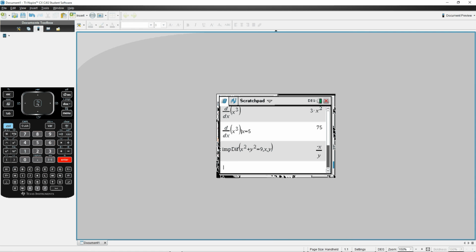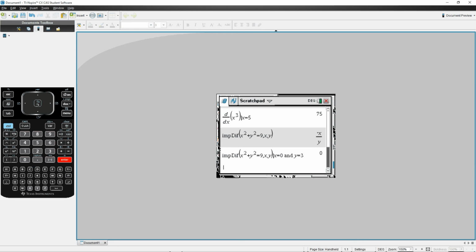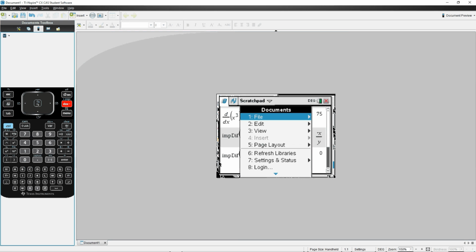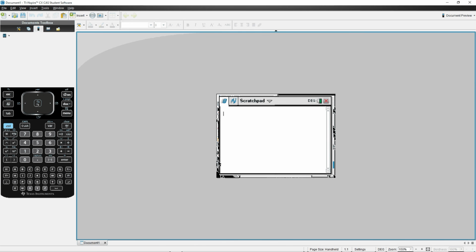So that's pretty useful. And suppose we wanted to find the implicit derivative at a point. So we use our vertical bar again. And then suppose we wanted to find the slope at x equals 0 and y equals 3. Well, then we just get that it's 0. And notice that we have to separate our different constraints, x equals 0, y equals 3, with an and. So that's how to integrate and differentiate numerically and symbolically.